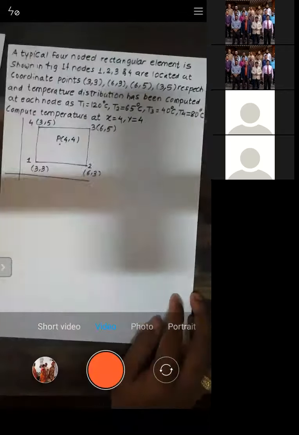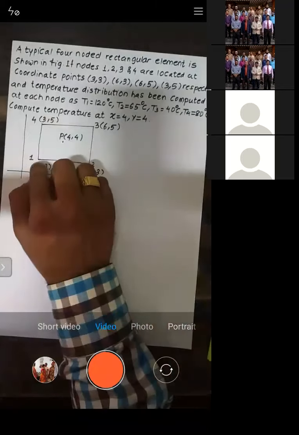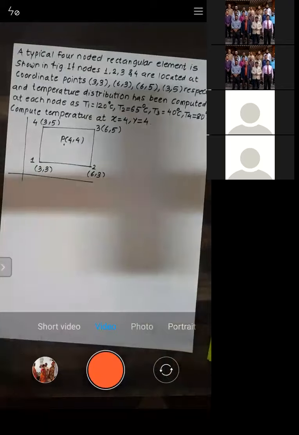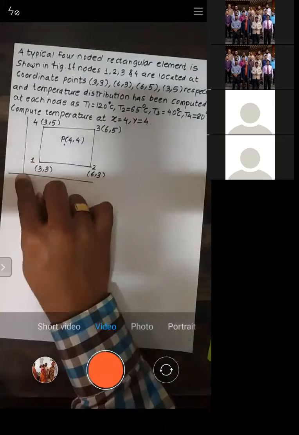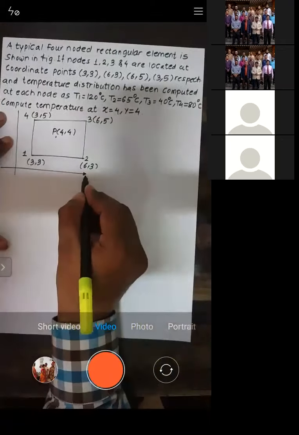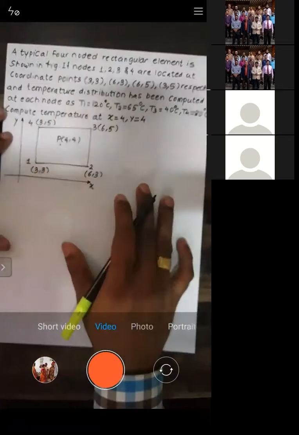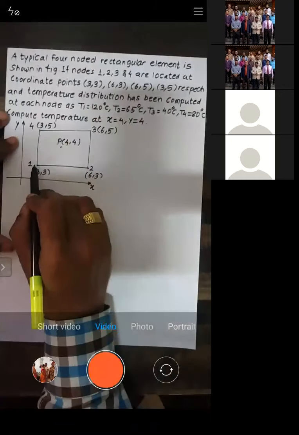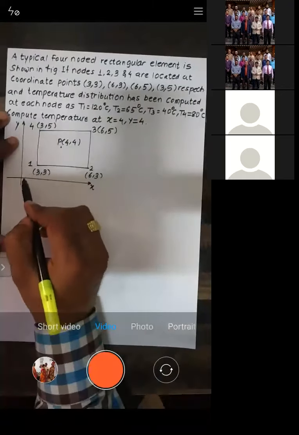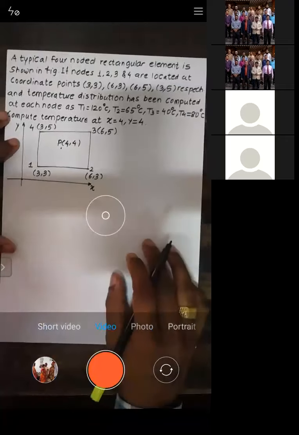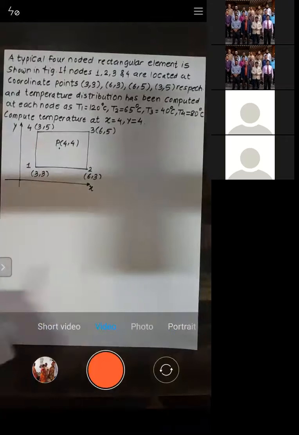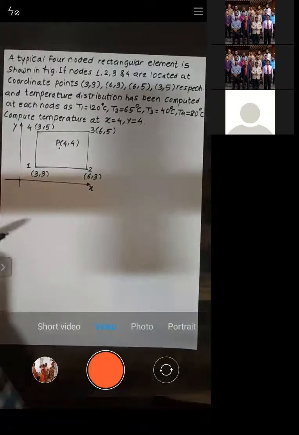Now, if you see this problem here, your node 1 is not at 0, 0. Node 1 is defined with respect to this coordinate system. That means this problem is in global coordinates. Every node, 1, 2, 3, and 4, is measured with respect to this x and y coordinate. So here the step is, we need to convert the global coordinate system into local coordinates. Then only we will be able to apply the formulas.